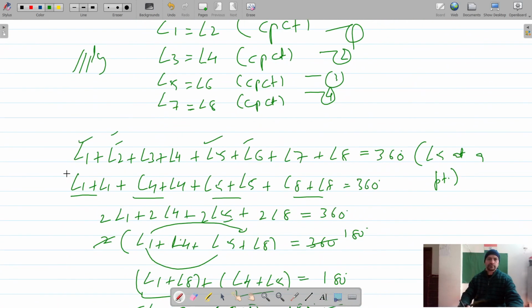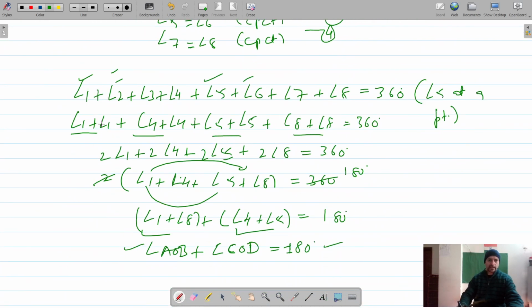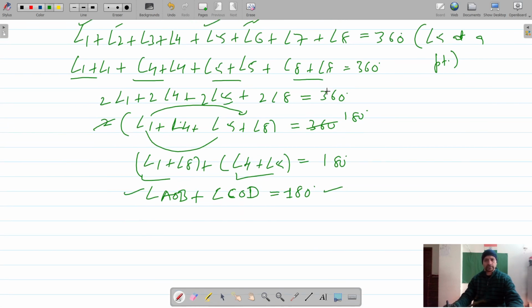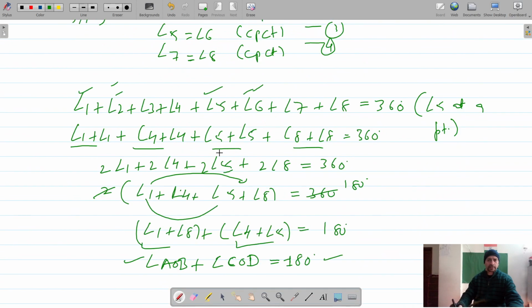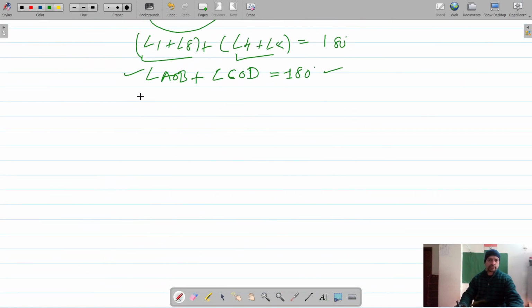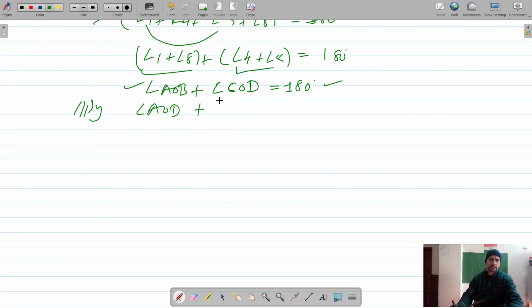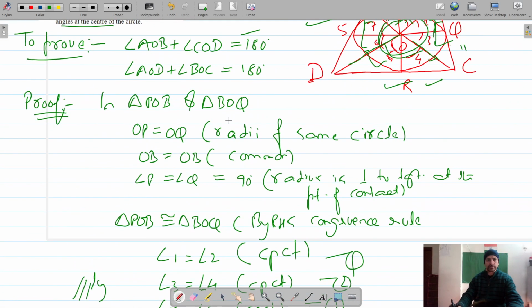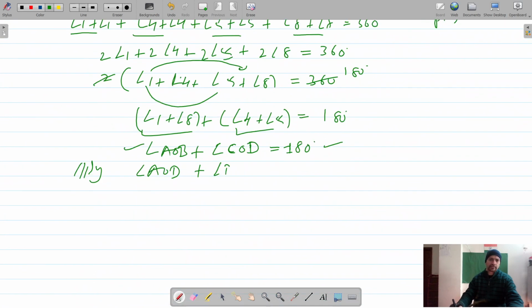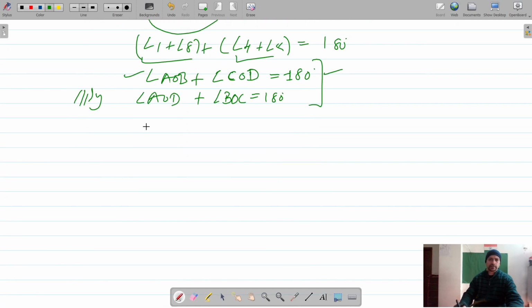Similarly, in this, if we keep the angles, instead of 1 we can keep 2, instead of 4 we can keep 3, instead of 5 we can keep 6, instead of 8 we can keep 7. That will also give us the second result, AOD plus BOC. Instead of doing all this again, we can write similarly that angle AOD plus BOC can be proved supplementary. So this is the result that we were looking for.